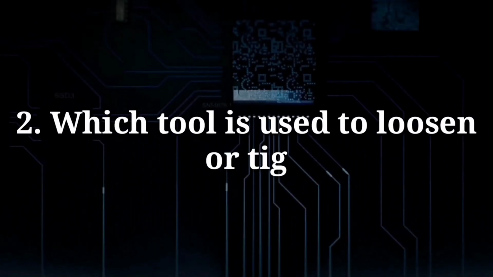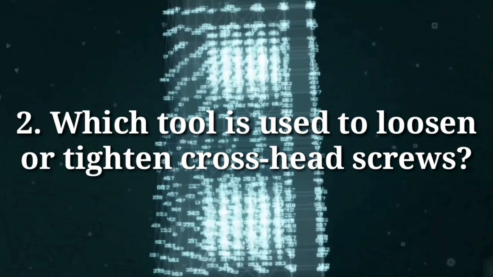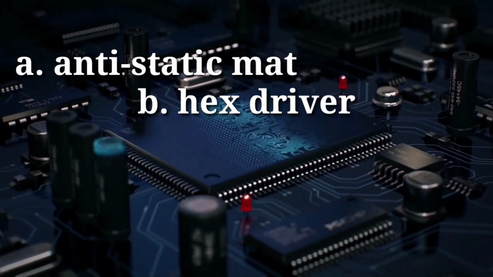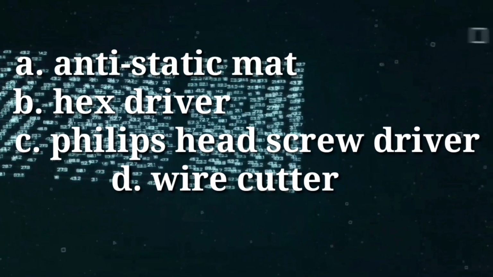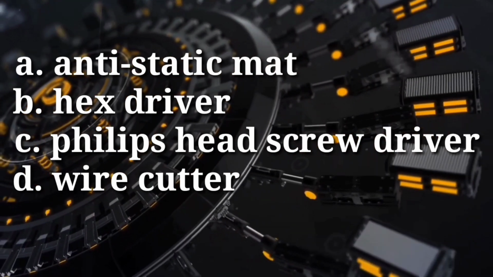Number 2. Which tool is used to loosen or tighten crosshead screws? A. Anti-static mat. B. Hex driver. C. Phillips head screwdriver. And D. Wire cutter.